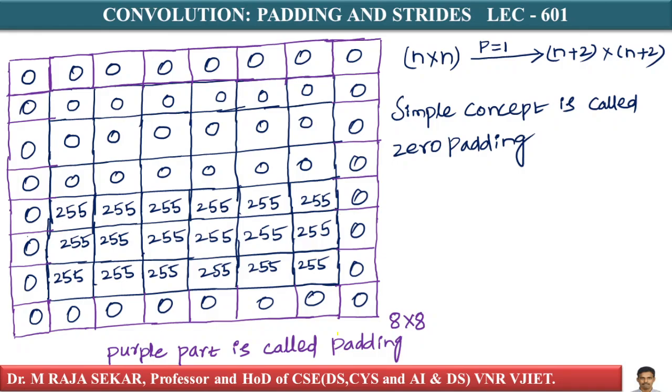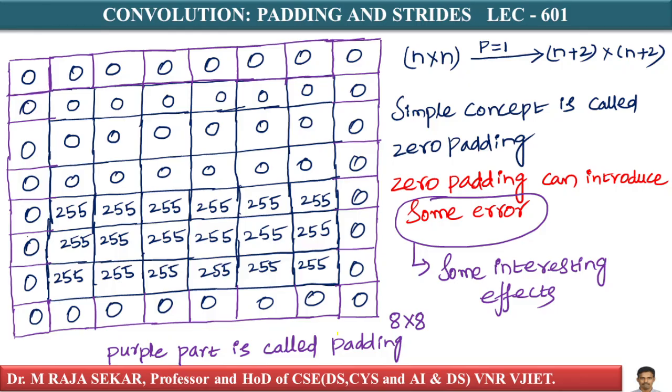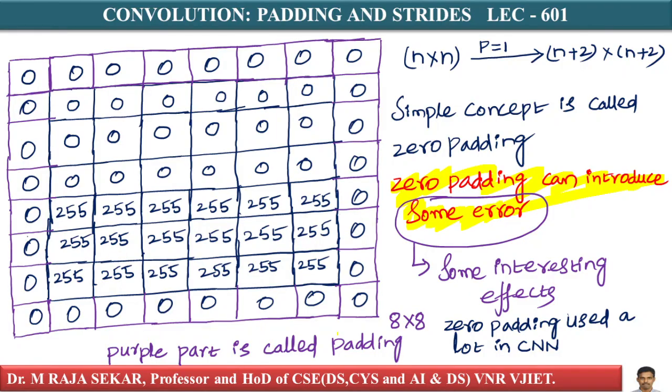Zero padding can introduce some sort of error. I don't call it an error, I can say it will create some interesting effects. Zero padding is used a lot in convolutional neural networks. Zero padding is a very simple concept. You basically pad one extra on the left, right, top and bottom and fill all the values with 0. This is one option that is extensively used in convolutional neural networks.